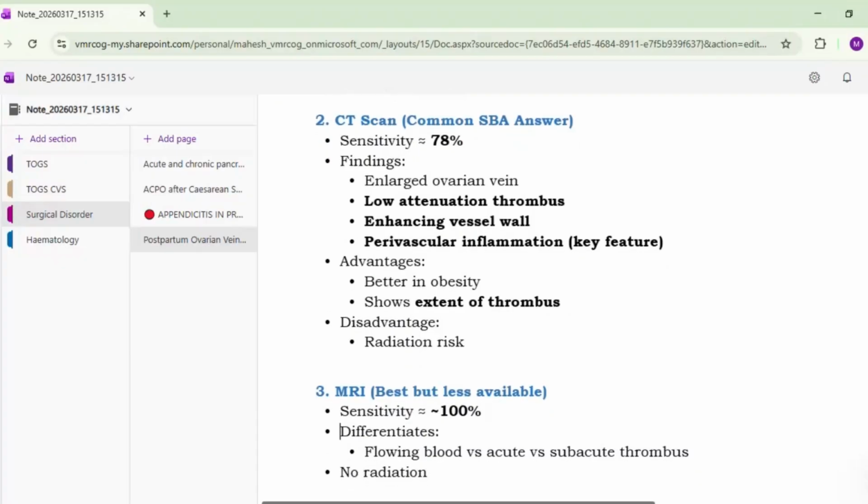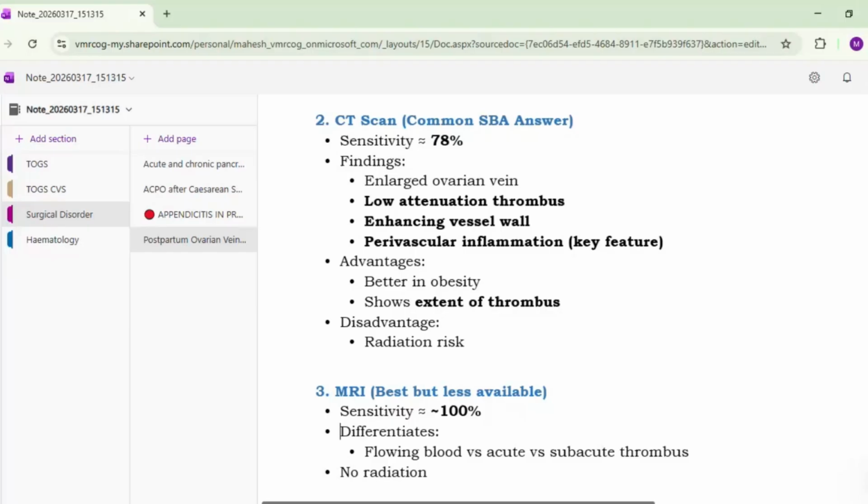Then coming to the CT scan, around 78% sensitivity. You will find an enlarged ovarian vein, low attenuation thrombus, enhancing vessel wall, and perivascular inflammation, which is a key feature. The advantage is that even in obese patients you can find this, and it shows the extent of the thrombus. The disadvantage is radiation risk. So this is the second-line investigation.